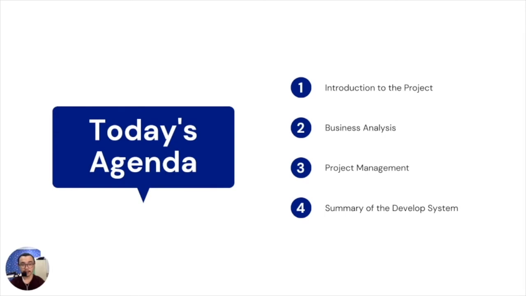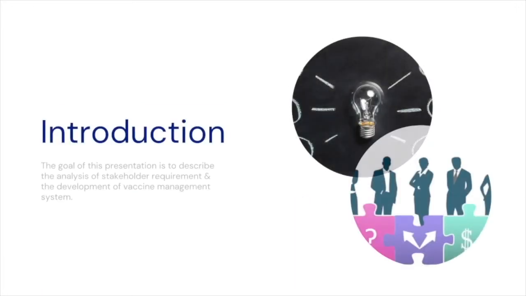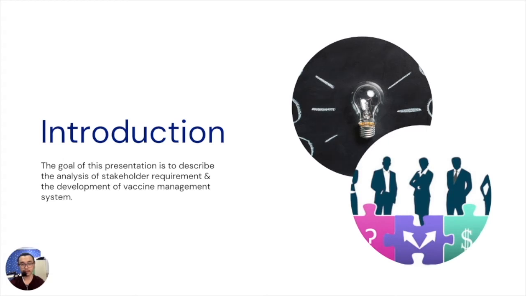Our discussion today includes a brief introduction of the project, business requirement analysis, group project management, and a summary of the developed system, which includes the system benefits and the possible effects if the project fails. Our Group 1 has been assigned by one of our stakeholders to build this vaccine management system, which enables the public to register for a vaccine ticket through the system.